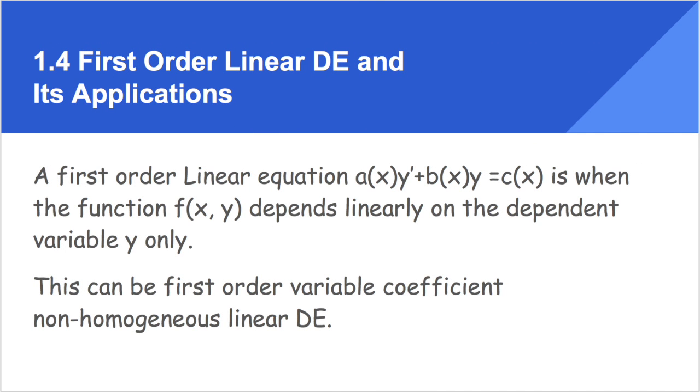Next, let's see first-order linear differential equations. A first-order linear equation, which is a of x y prime plus b of x y equal to c of x, is when the function f of x and y depends linearly on the dependent variable y only. This can be called a first-order variable coefficient non-homogeneous linear DE.